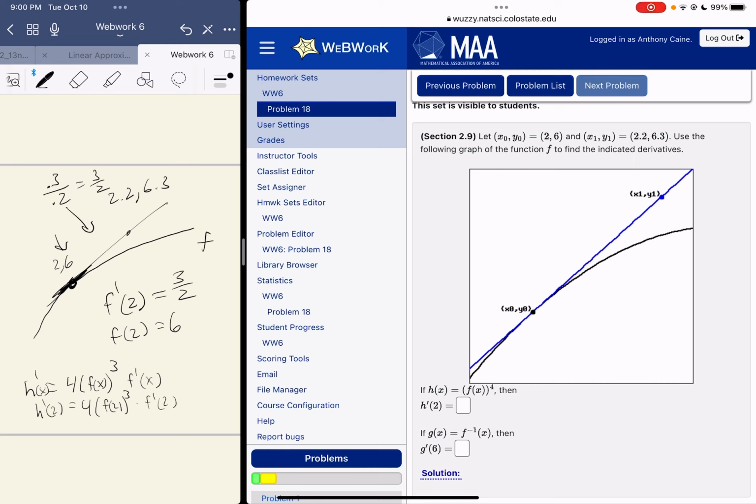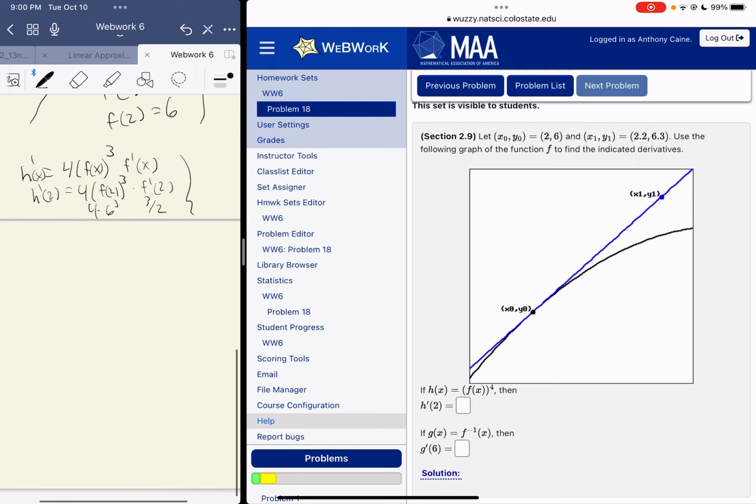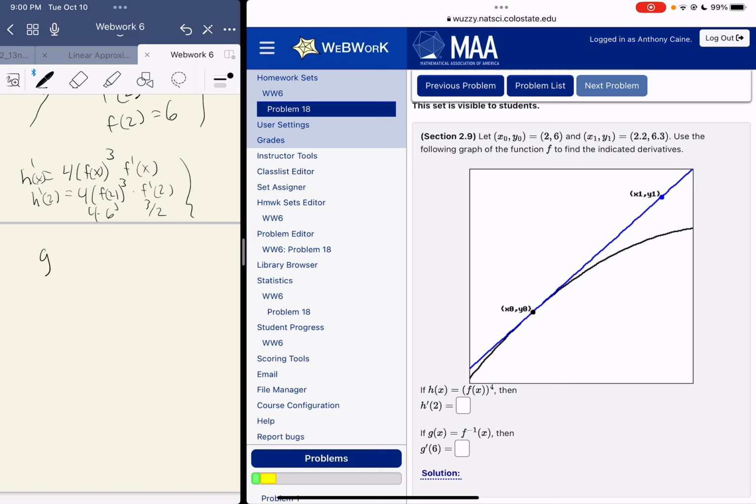And we figured this out. This is 6 cubed times 4, and f prime at 2 is 3 halves. And so, using this information, you can fill all that out. Okay, now there's the harder one. And it says g is equal to f inverse. So g of x is f inverse of x. And then it asks, what is g prime at 6?